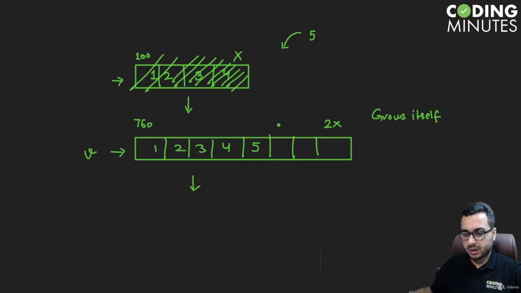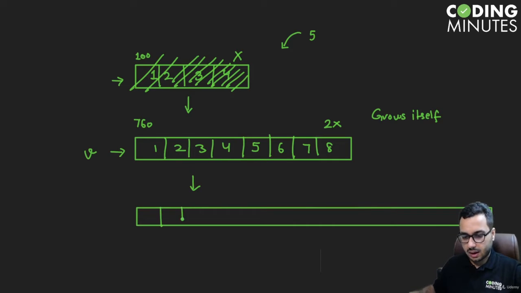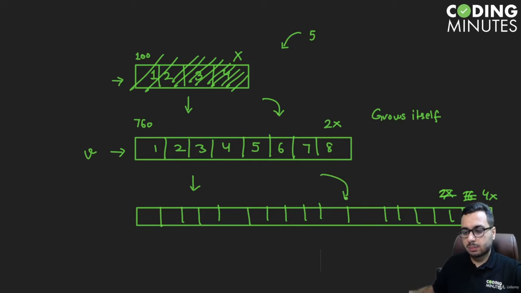Now suppose you keep on inserting more elements, let's say 6, 7, 8. Now again it is full, it will again double itself, and you will see the size of the vector is now 16. It can store up to 16 elements. Okay, again this size will become 2x, or let's say 4x. Okay, so every time the vector is going to get full, it is going to double itself. Okay, and this doubling helps the vector to accommodate more elements and grow in size.